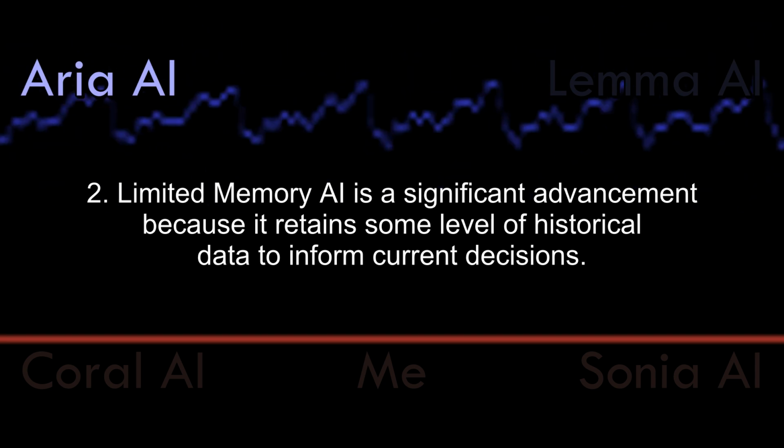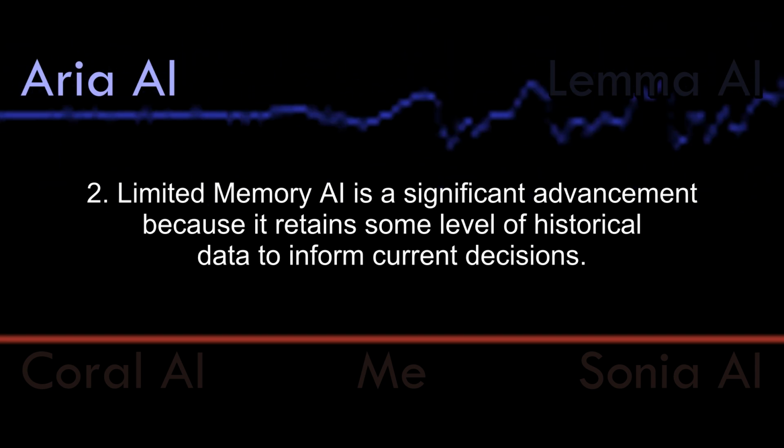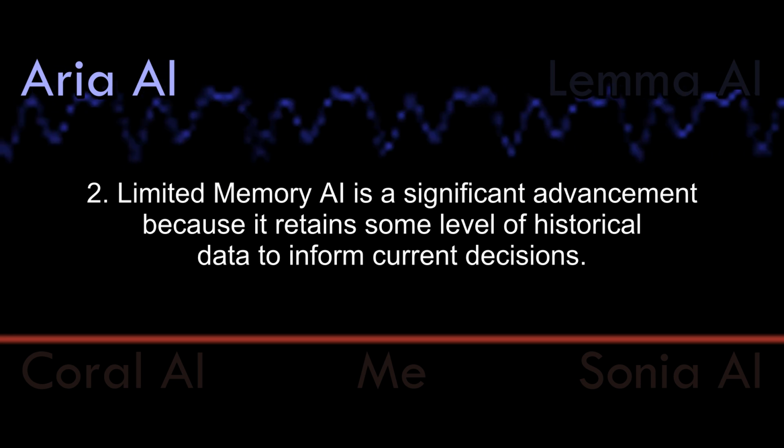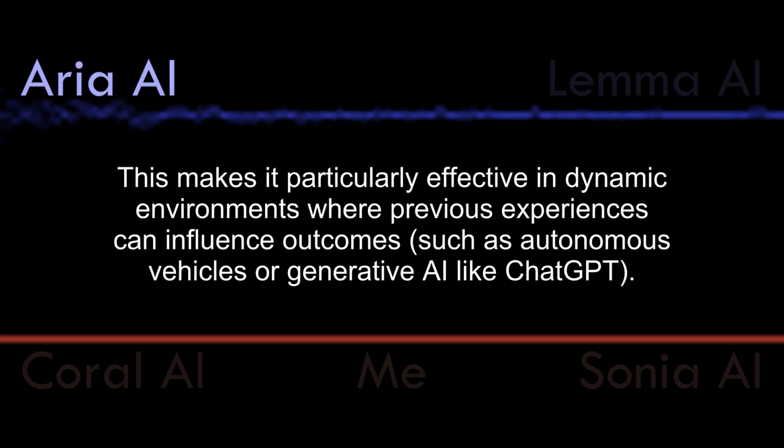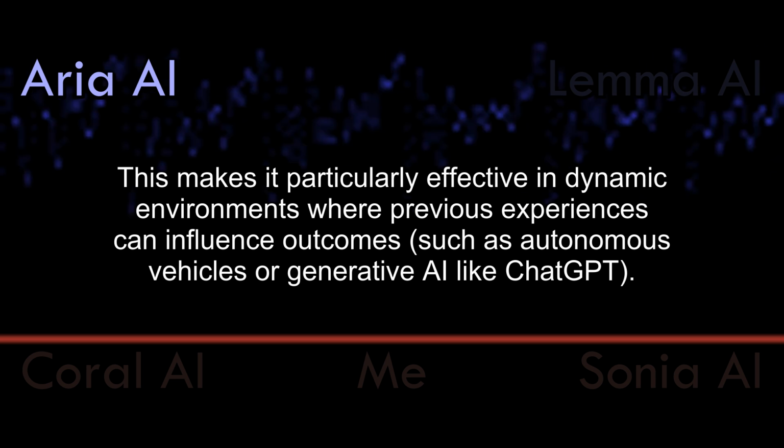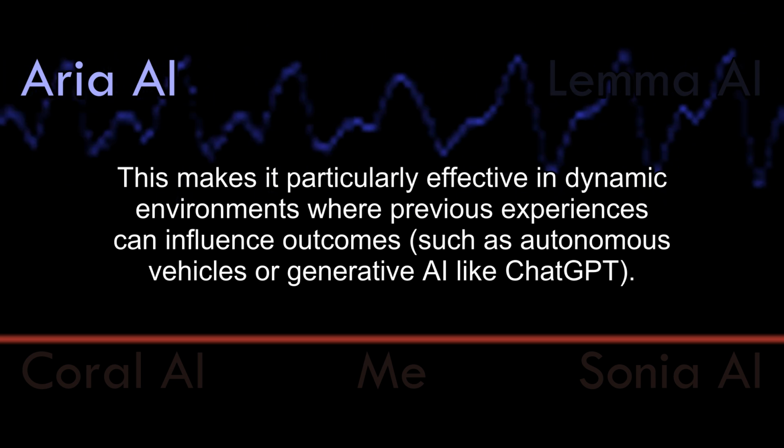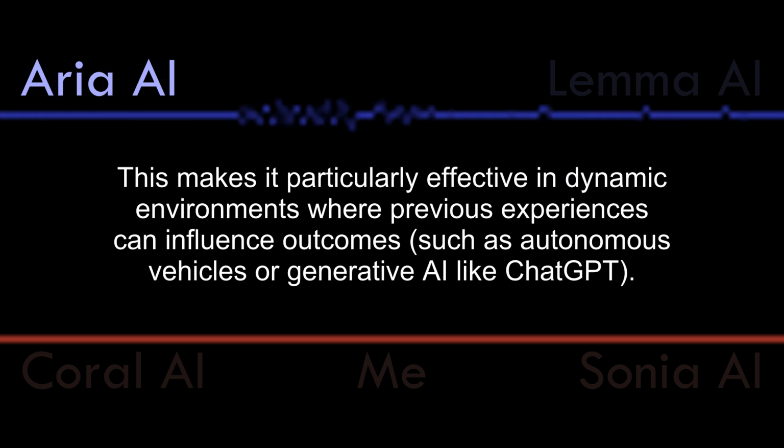2. Limited memory AI is a significant advancement because it retains some level of historical data to inform current decisions. This makes it particularly effective in dynamic environments where previous experiences can influence outcomes, such as autonomous vehicles or generative AI like ChatGPT.